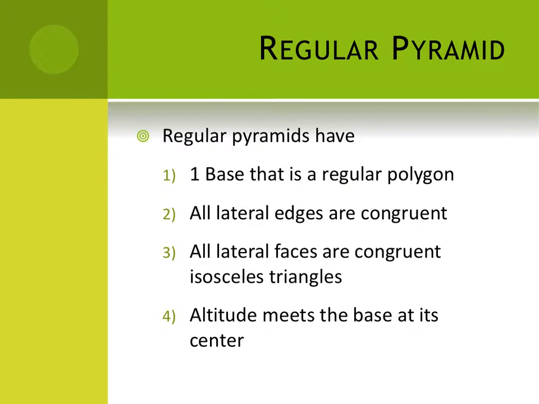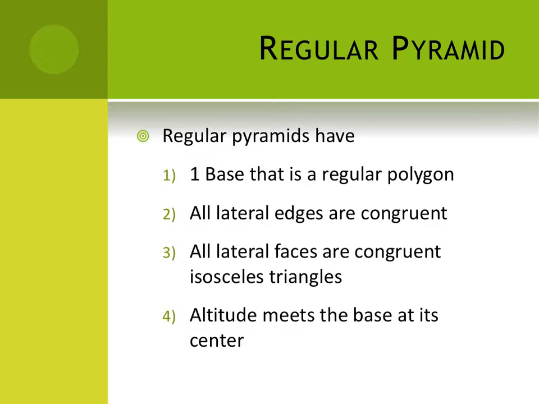So information about a regular pyramid, and some of this stuff we've already talked about. It has one base, which would be a regular polygon. So if it's a square pyramid, then it's a regular quadrilateral. If it's a triangular regular pyramid, then the triangle is an equilateral triangle. If it's a hexagonal pyramid, then your hexagon's a regular hexagon. Which makes all the lateral edges congruent, all the lateral faces congruent, and they would all be isosceles triangles because the lateral edges are congruent.